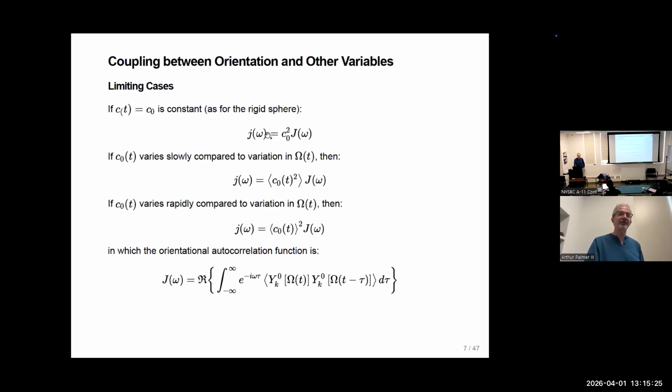If C is a constant, we just have C0 squared times now the autocorrelation for orientation, which is usually given a symbol capital J, and that's shown here. That's just the autocorrelation function of the Y's. Or if C varies very slowly, then we have the average of C squared, that's just the variance, is now a constant. And if C varies rapidly, then we just have the square of the average of C. So this, for example, the square of the average of C, we use all the time.